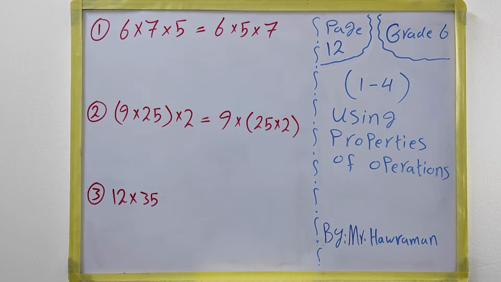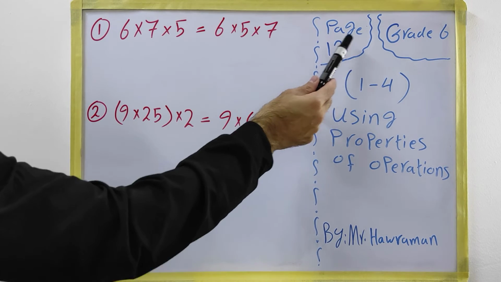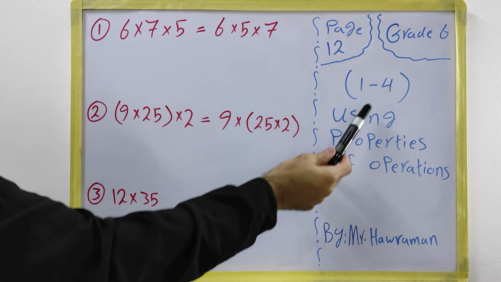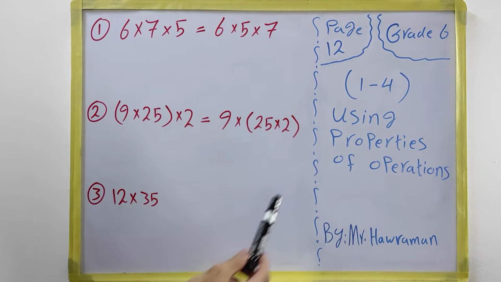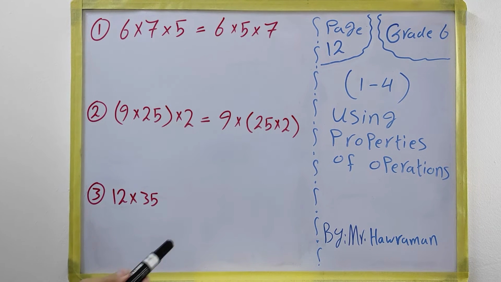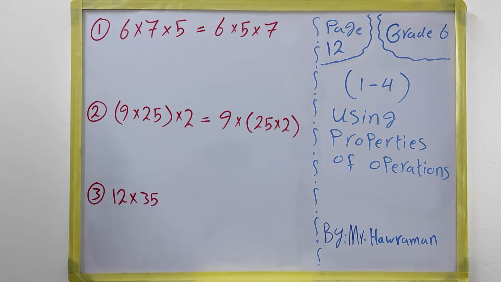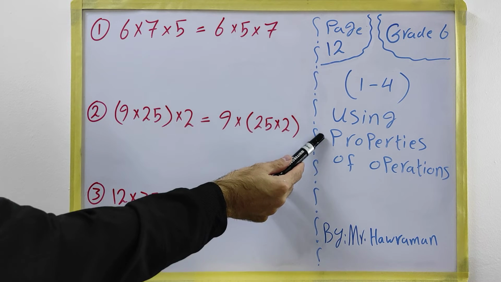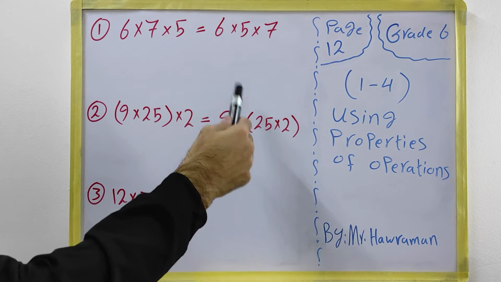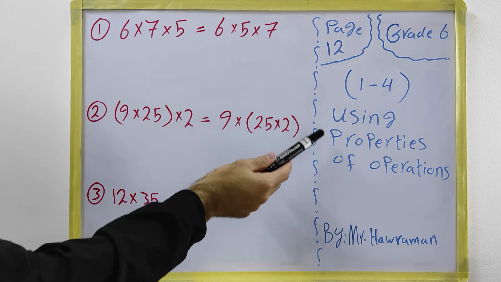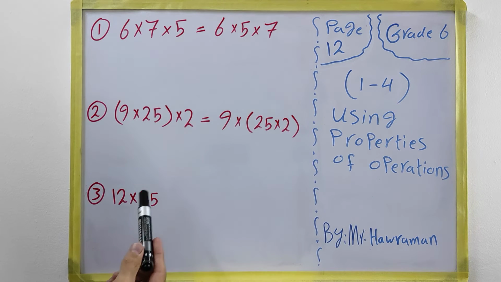Hi everyone, in this video in grade 6 we have page 12, chapter 1, section 4: using properties of operations. In the properties of operations we have some properties that normally we can use in math, but be careful about the properties of operations with the next lesson that we have in 1.5, which is order of operations.